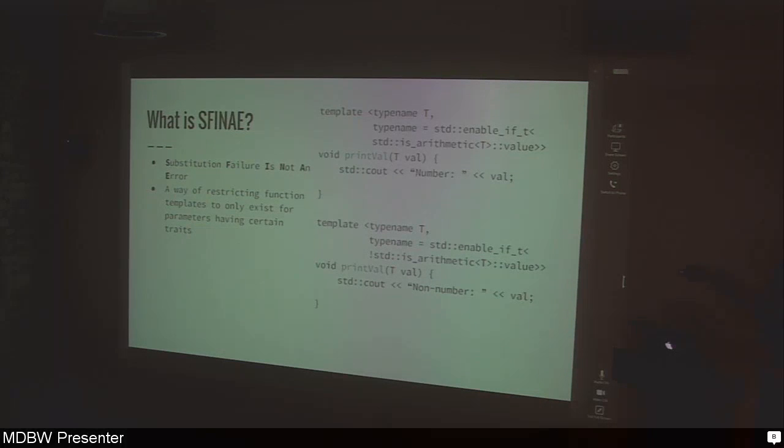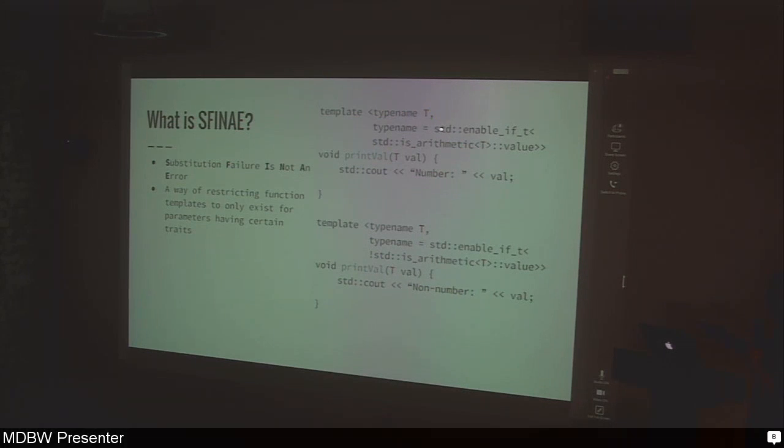So here we have two print val functions. I want the print val function to accept any value that will support printing over this stream overload. But I want arithmetic types to be prefaced with this number string, and I want my non-arithmetic types to be prefaced with this non-number string. So the way that we can accomplish that is, in addition to our first template parameter, we can add this new template parameter called std::enable_if_t.